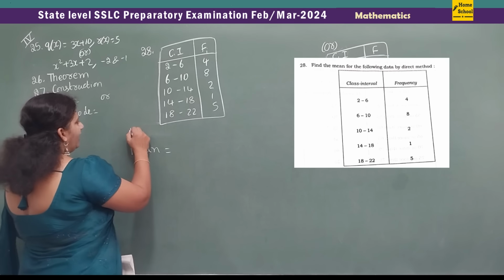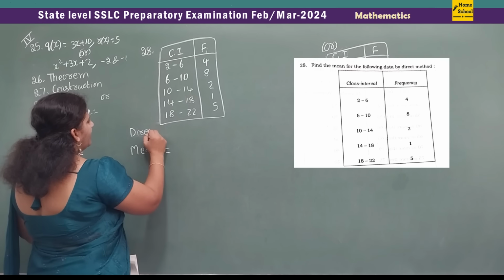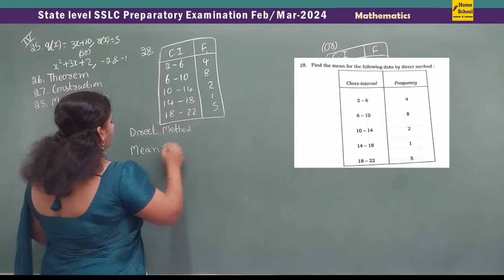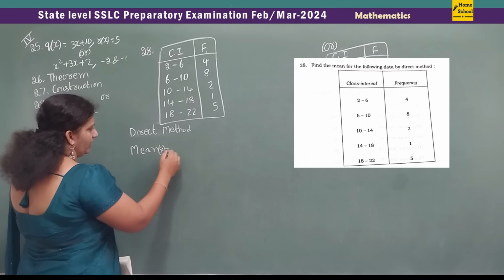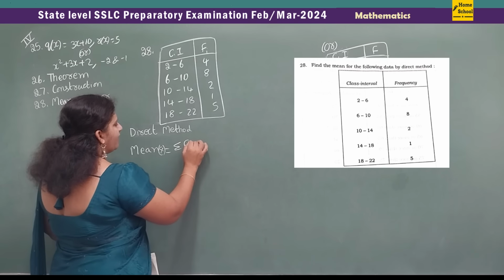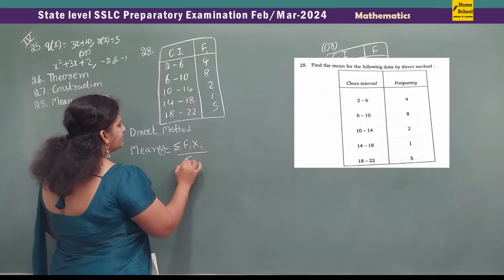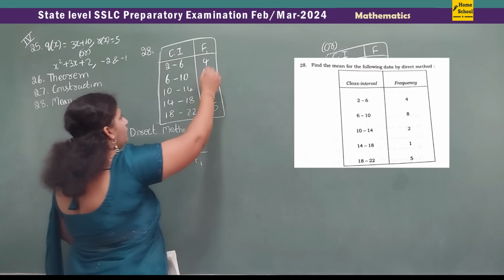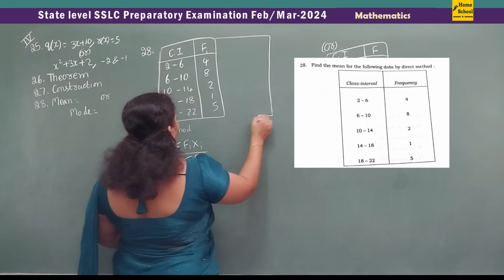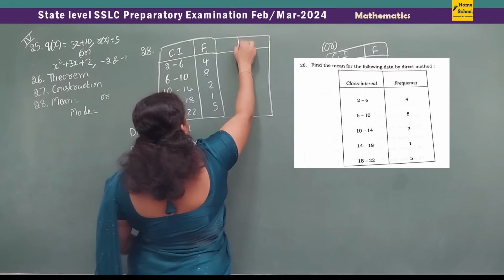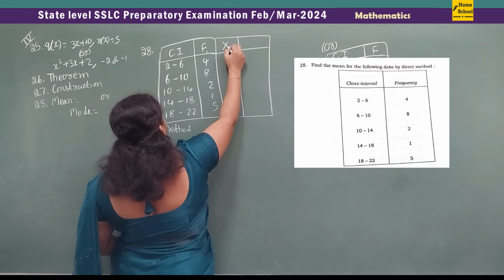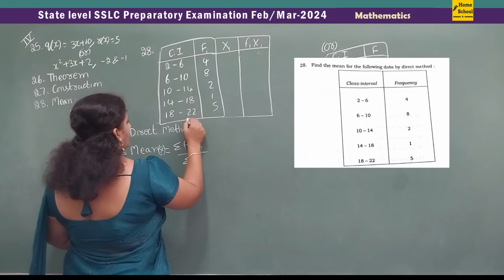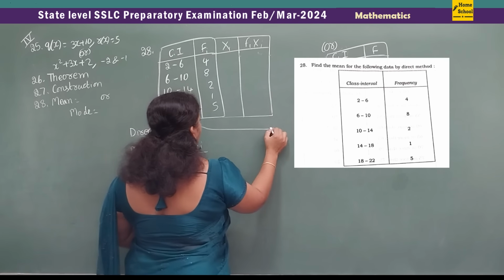Now, let us find mean by direct method. Mean by direct method formula: mean x bar is equal to summation fi xi by summation fi. This is your formula. Now we are going to take two more columns for this, one is xi and another is fi xi, and here again one more row.